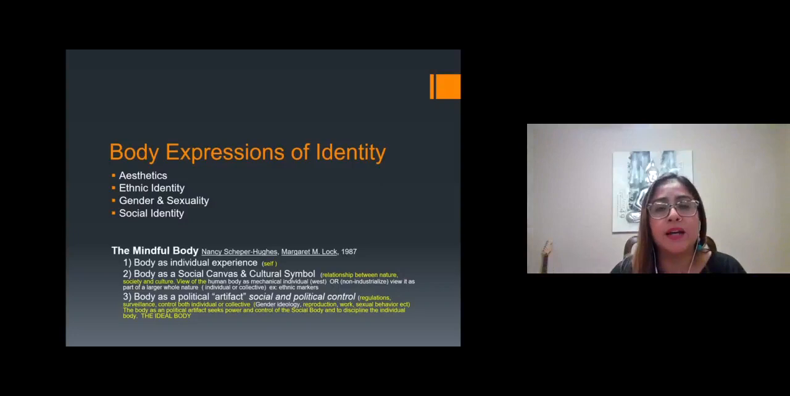For example, let's say you are responsible for the reputation of this family or of this lineage, or you are also representing this belief system, etc. So the body can carry different weights and different cultural symbols.